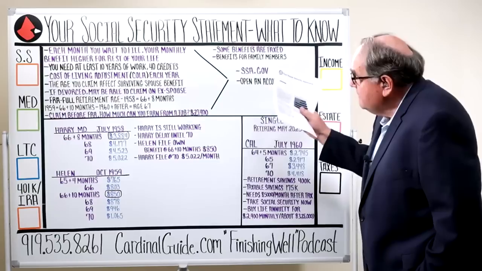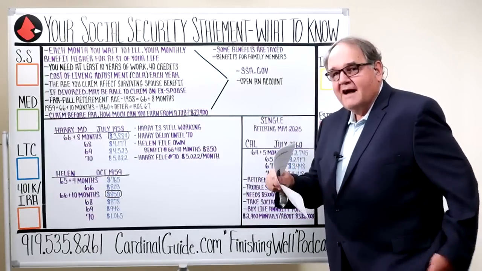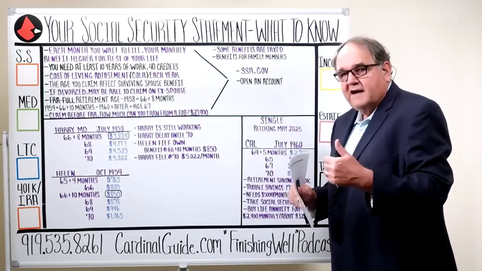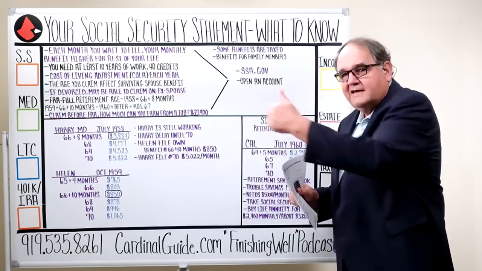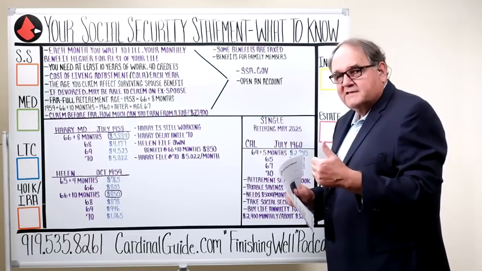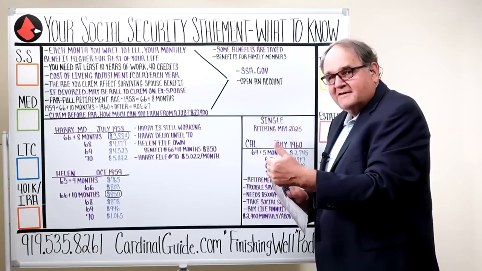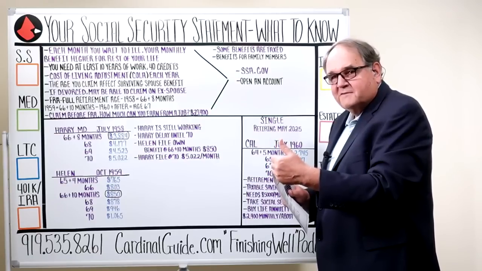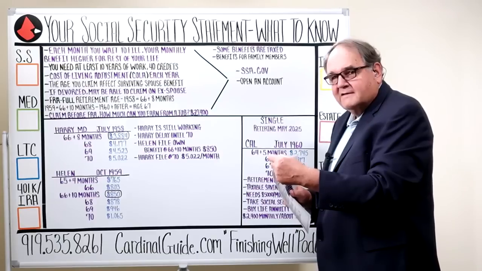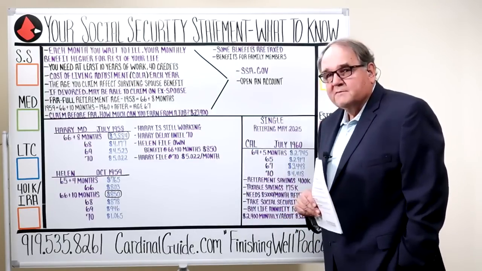So the first point we want to make is that each month you wait to file matters. The earliest you can file is 62. The latest you can file is 70. But each month between 62 and 70 presents another opportunity to file. So the amount you get from Social Security goes up a little bit every month you wait. I want to bring Tom on to make some comments on that first point.